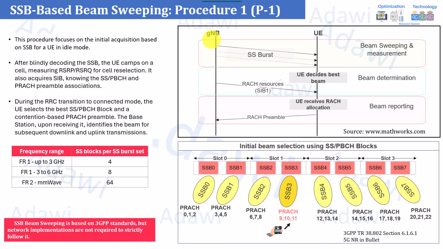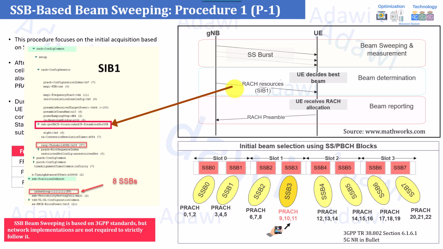So initially, the gNB will transmit this SSB burst. It will be acquired by the user during the initial access through reading system information block type 1. Then the user will start doing the measurement. He will read all the SSBs until he finds which one is the best beam. Also within the same system information block type 1, there is information about the RACH resources. This tells the user, for example, that SSB 0 is associated with PRACH 0, 1, and 2, and SSB 3 is associated with PRACH 9, 10, and 11.